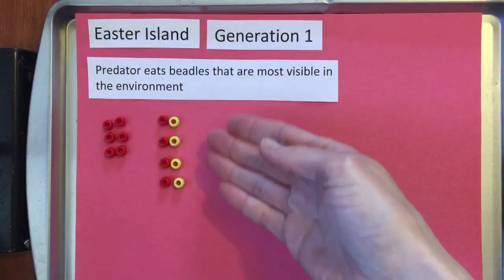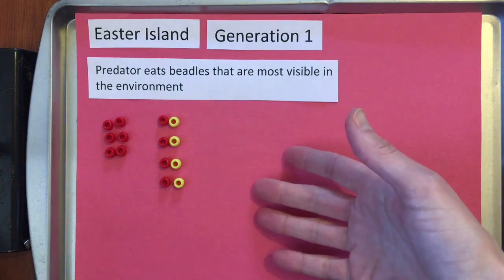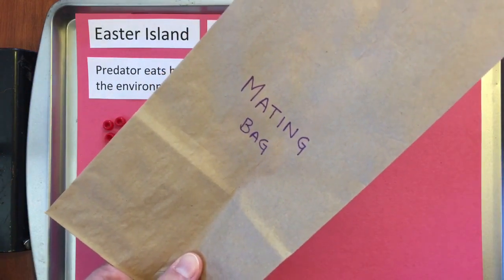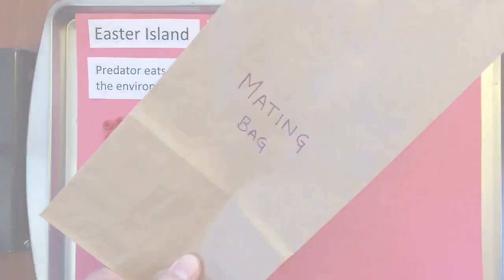Since all of these beetles are red in appearance, they're better camouflaged and blended into their environment better, so the predator didn't see them. So these are the beetles that will survive and go into the mating bag as the remaining gene pool to create the next generation.